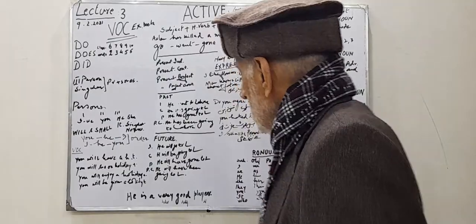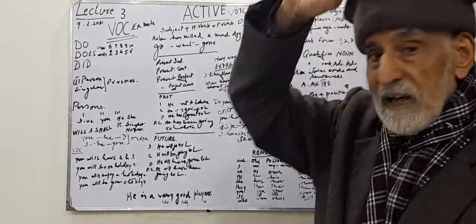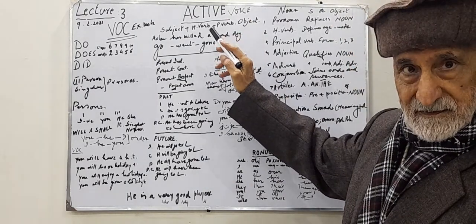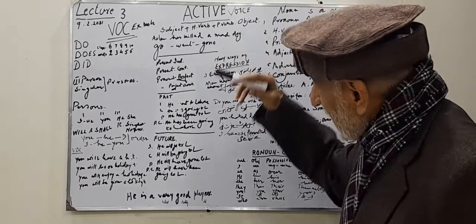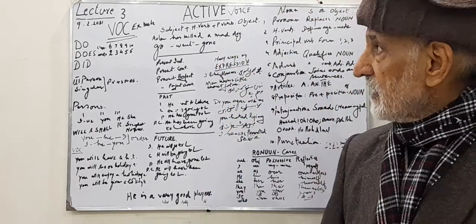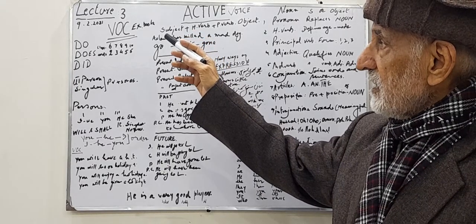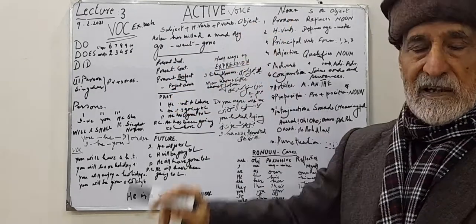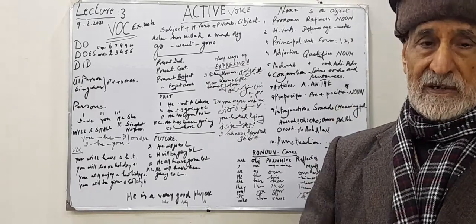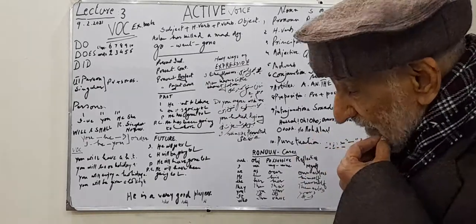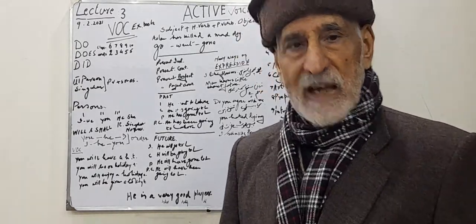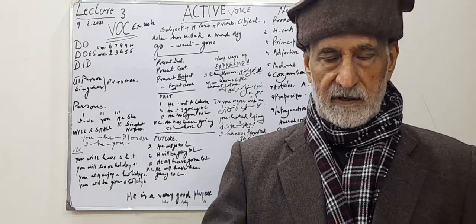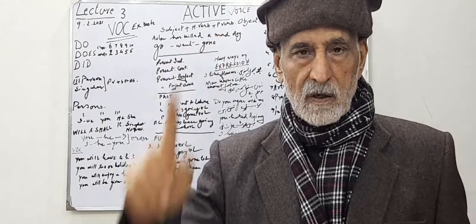Now, the most important thing about active voice is that the principal verb is necessary for it. In simple, it was only helping verb. In active voice, the principal verb is necessary. And principal verb, which is also called action verb, has three forms. 1, 2, 3. Go, went, gone.